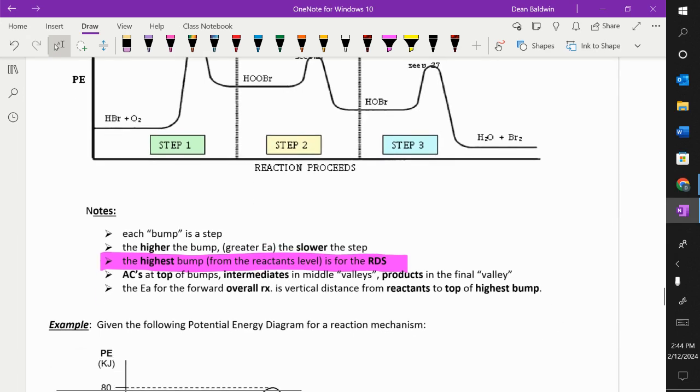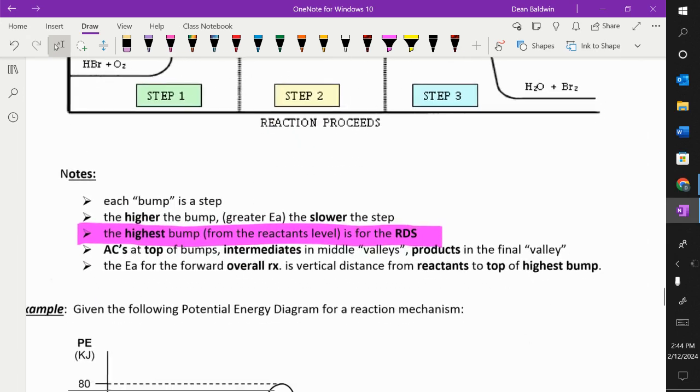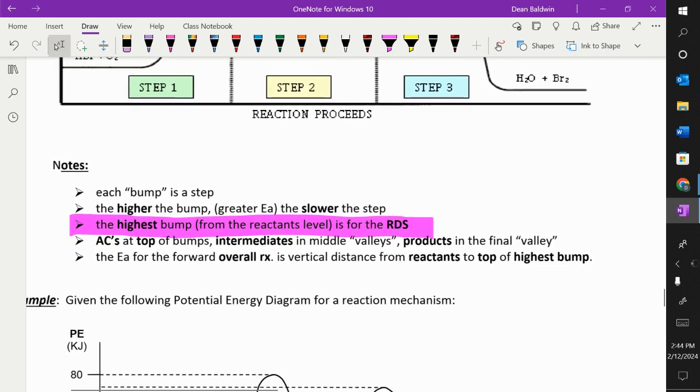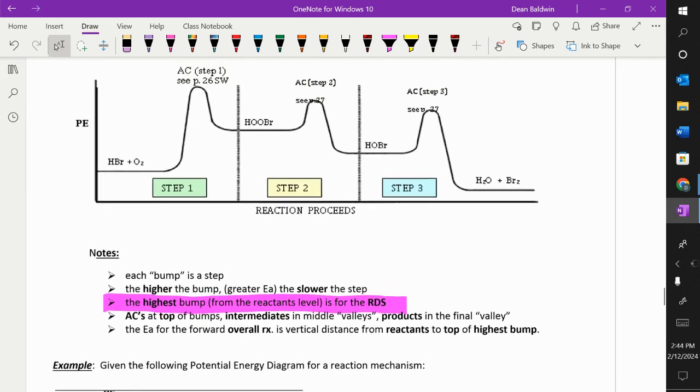All right. The overall forward reaction, or the energy of activation for the overall reaction is basically the distance from the reactants to the highest bump. So from this distance to that distance is the activation energy for the whole reaction. Because once you get over that, you've got enough energy for the rest of it because they're all lower.